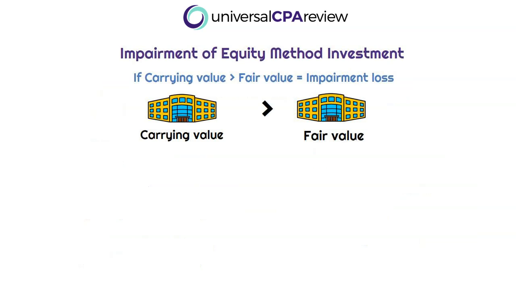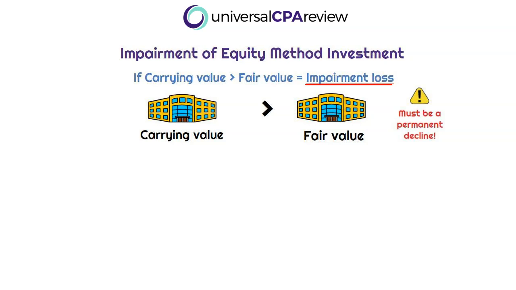Now we're going to talk about the impairment of an equity method investment. So it's really simple. At least once annually, what the company should do is say, okay, what's the carrying value of our equity method investment on our balance sheet? And what do we really think the fair value is? And if we think that there's a permanent decline in the fair value, then we need to write down this carrying value to the fair value and record an impairment loss.